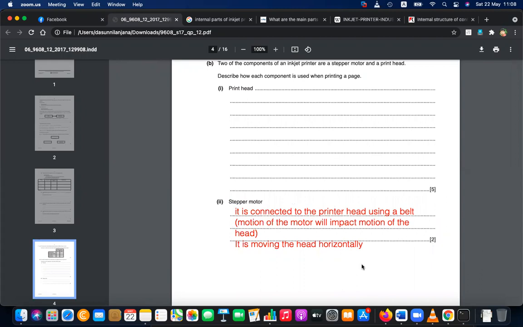When the printer is not printing, the stepper motor stops. You can write that point also: when the printer is in idle mode, the motor stops. Okay, that is about that. Next, part C. Have you finished?